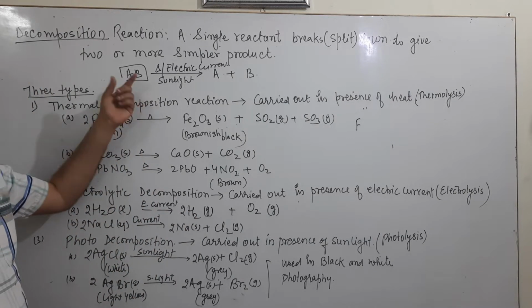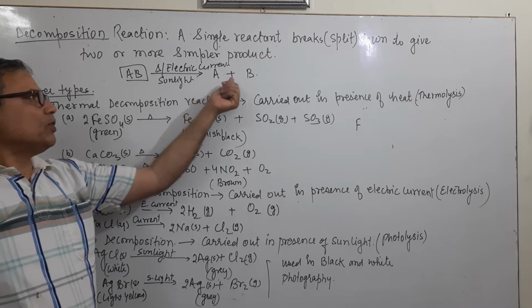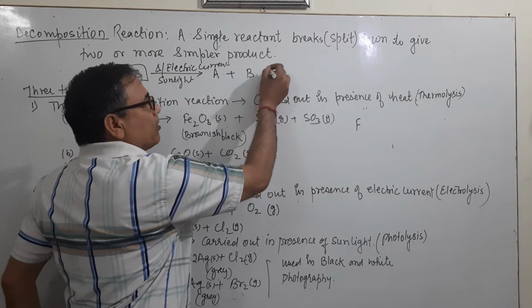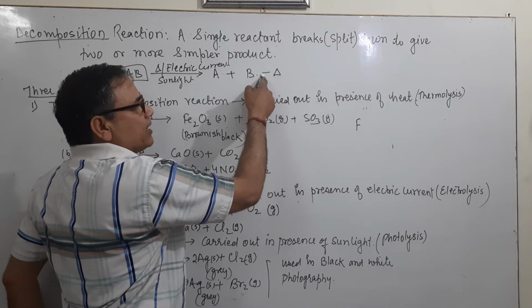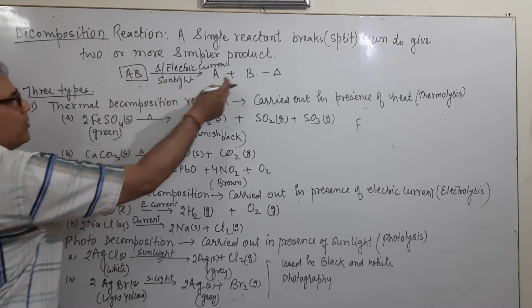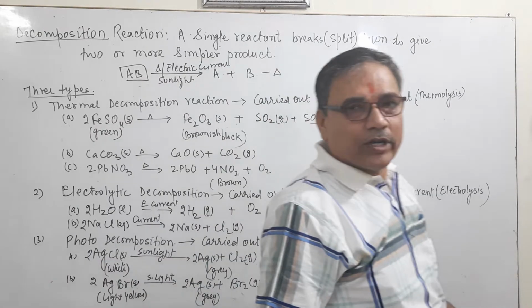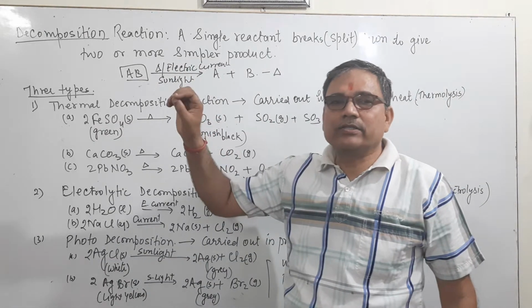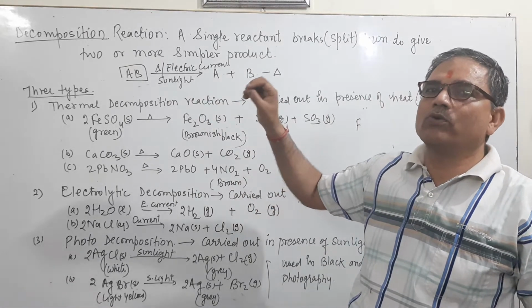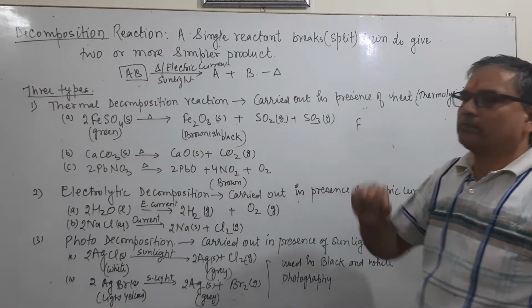This AB, which is a single reactant, is split into two or more simpler substances in which heat is absorbed, not evolved. Absorbed, so either you put a minus sign here, or if you want to put it on this side, we have to put plus. It means heat is absorbed during the decomposition reaction. And what is the decomposition reaction again? When a single reactant is split or breaks into two or more simpler products, it is known as decomposition reaction.